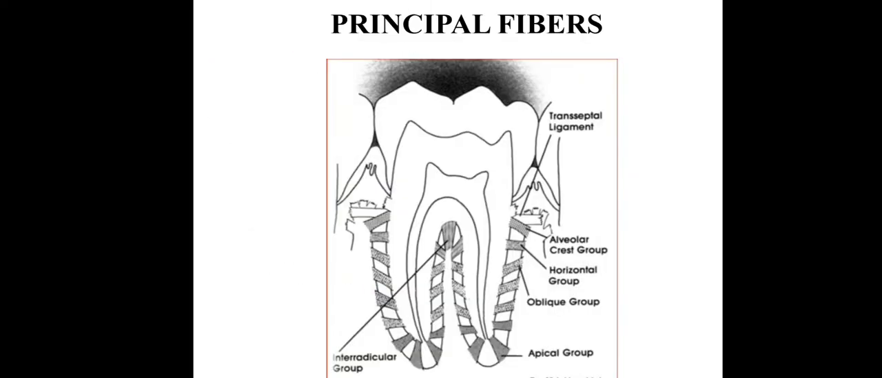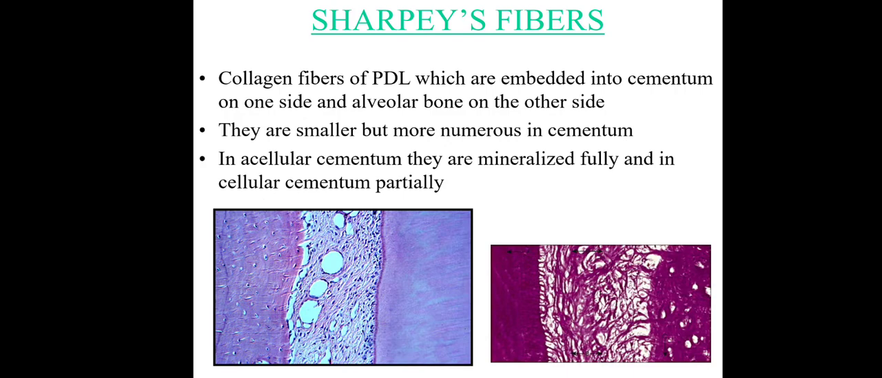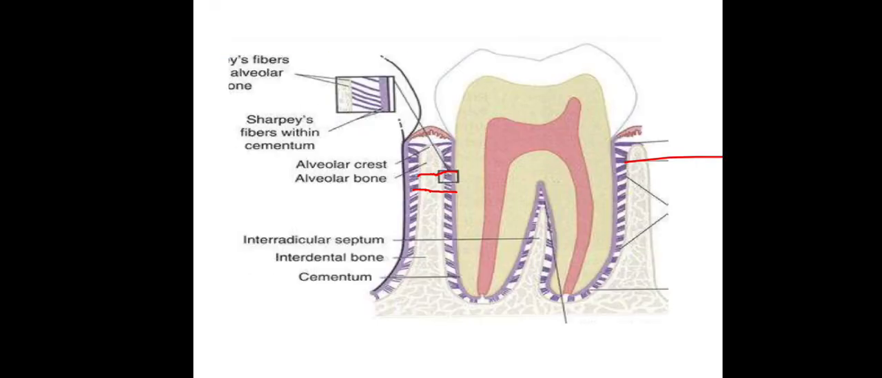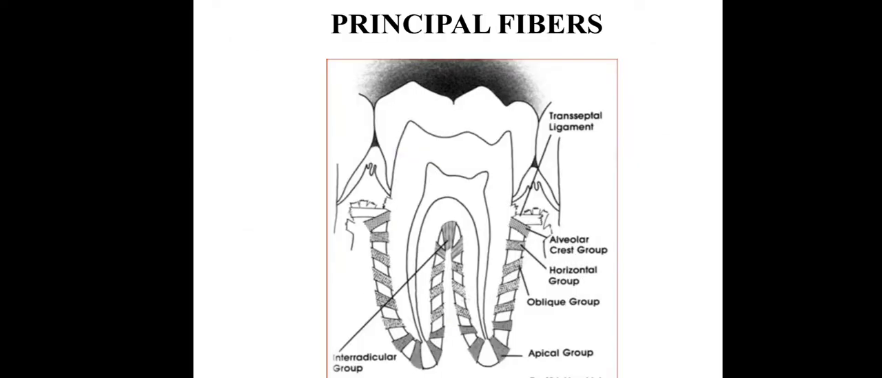These are the major principal fibers. When talking about principal fibers, we should also mention Sharpey's fibers, which insert themselves into the alveolar bone or cementum, and the transalveolar fibers, which are Sharpey's fibers that extend from one periodontal ligament space, traverse through the alveolar bone, and reach the next periodontal ligament space.